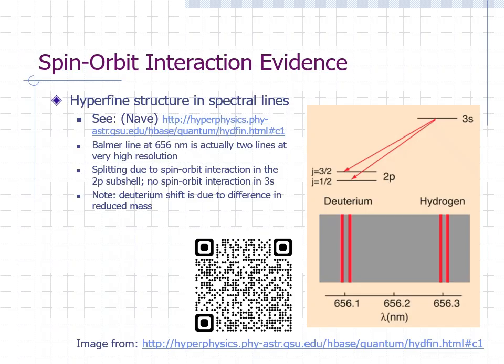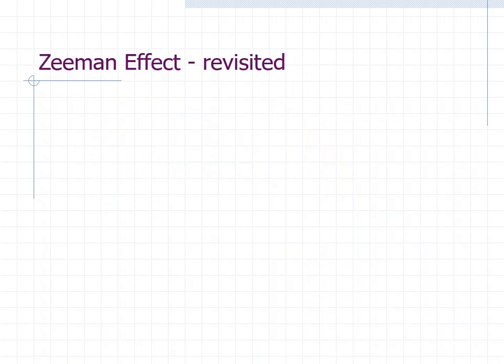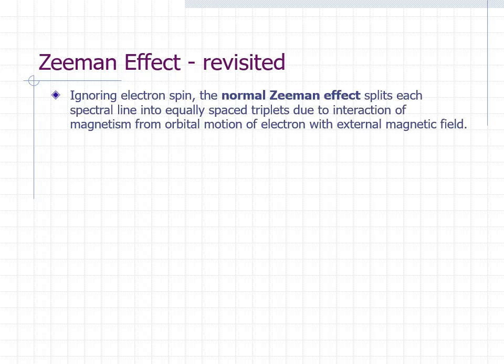Let's revisit the Zeeman effect now that we have introduced electron spin. When the Zeeman effect was first introduced in an earlier lesson, we ignored electron spin and considered only the interaction between an external magnetic field and the electron's orbital angular momentum. In this simplified picture, known as the normal Zeeman effect, the magnetic energy shift depends only on the orbital magnetic quantum number m sub l.